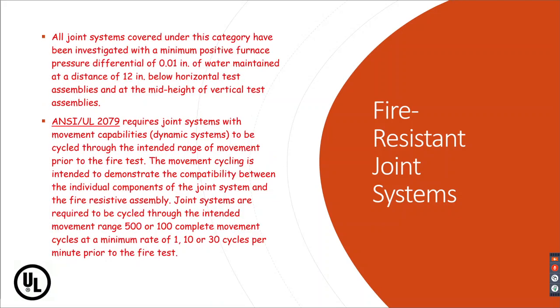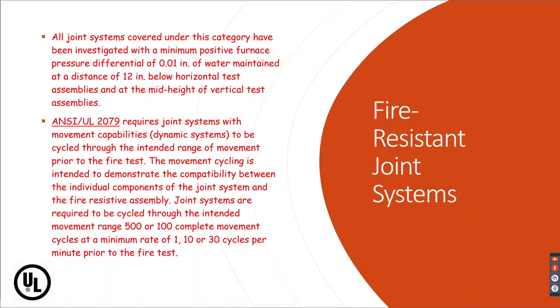And then all joint systems covered under this category have been investigated with a minimum positive furnace pressure differential of 0.01 inch of water, as you've heard multiple times, maintained at a distance of 12 inches below the horizontal test assemblies and at a mid-height of vertical test assemblies. And then ANSI UL 2079 requires that the joint systems with movement capabilities, your dynamic systems, are to be cycled through the intended range of movement prior to the fire test.